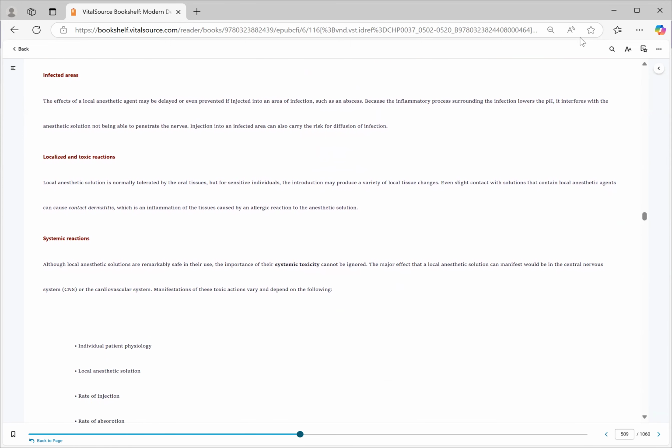Local anesthetic solution is normally tolerated by oral tissues, but for sensitive individuals, the introduction may produce a variety of local tissue changes. Even slight contact with solutions that contain local anesthetic agents can cause some dermatitis. Although local anesthetic solutions are remarkably safe in their use, the potential for systemic toxicity can't be ignored. The major effect that local anesthetic solution can manifest would be on the central nervous system or the cardiovascular system.